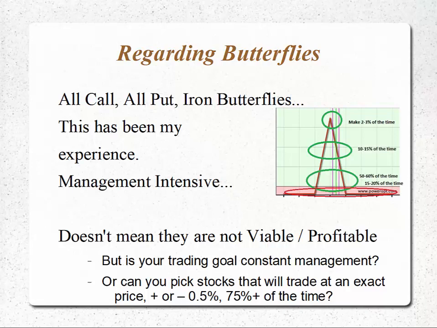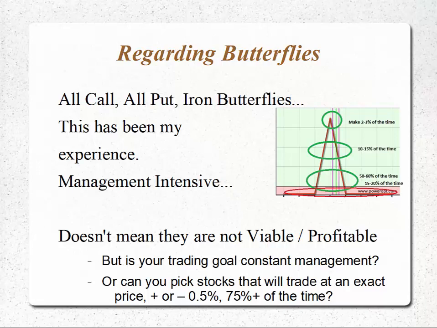Regarding the butterflies again, whether you do all call butterflies, all put butterflies, or iron butterflies, a combination of a bear call credit spread with a bull put credit spread to create a similar profit and loss chart. My experience over time has been 2 to 3% of the time, with no management again, you might expect the stock to be at the peak.